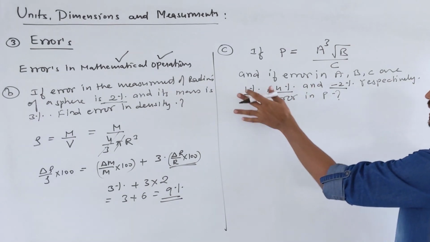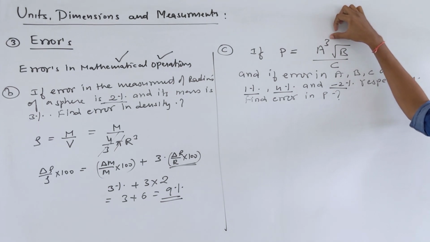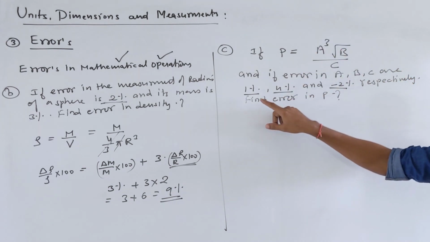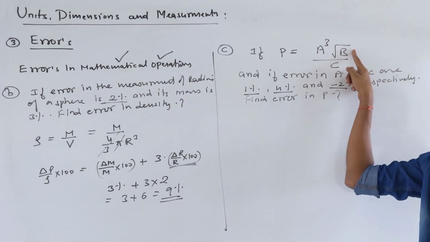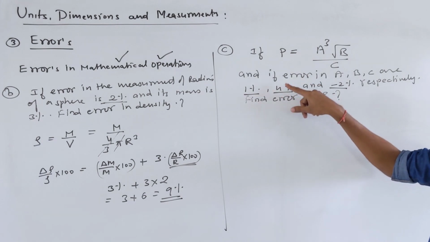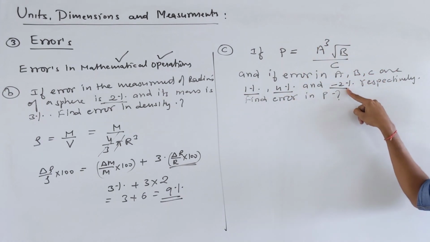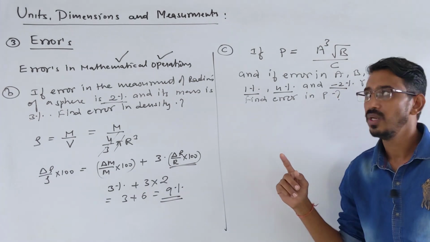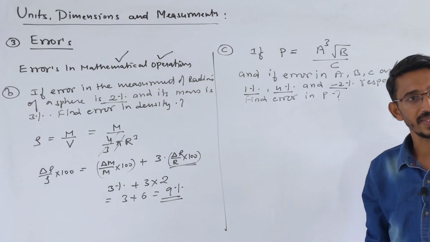So same procedure, directly also you can answer. What is the answer directly? A cube means 3 times the error in A. Error in A is given what? 1%, so 3%. Then root means what? Power half. So half into error in B, which is given 4%, half into 4 means 2%. 3% here, 2% here and C is given directly 2%, negative given but you have to take it as positive. Okay, 3%, 2% and 2%, 7% is the answer.